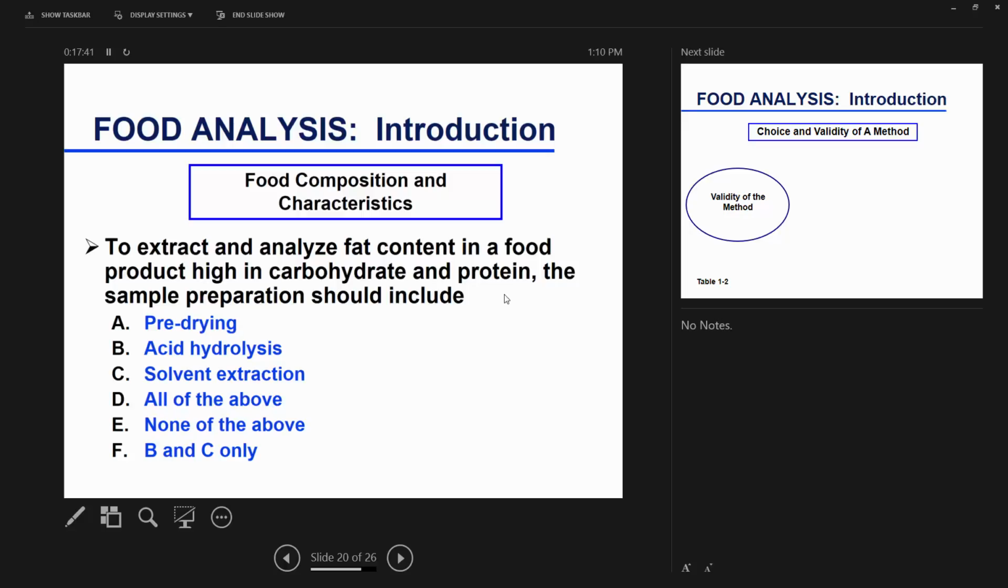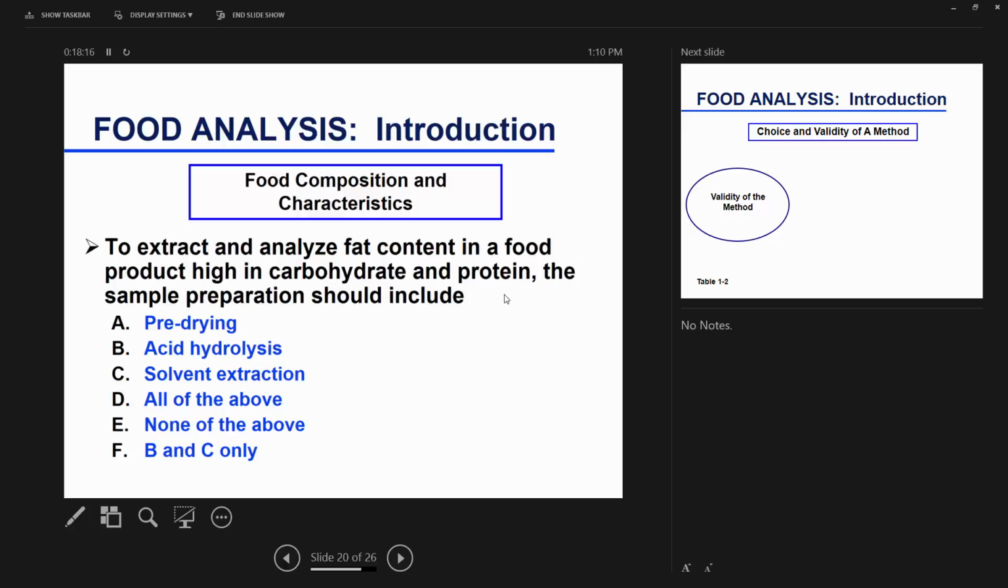Okay. So let me say A, sometimes yes, sometimes no. Depending on the moisture content of your sample and depending on the method that you decide to follow. For example, if you want to do Soxhlet for fat extraction, you have to really have low moisture content because the solvent will be hindered by the presence of water in this system. So sometimes, yes, you need to do that. If the product is not really high in moisture, then you don't need to do that. If you're using Mojonnier, for example, one of the methods for fat determination, you don't need to use that.